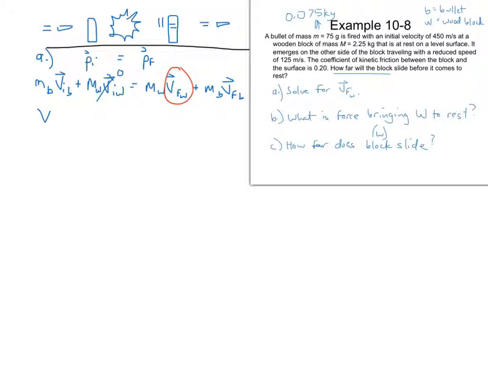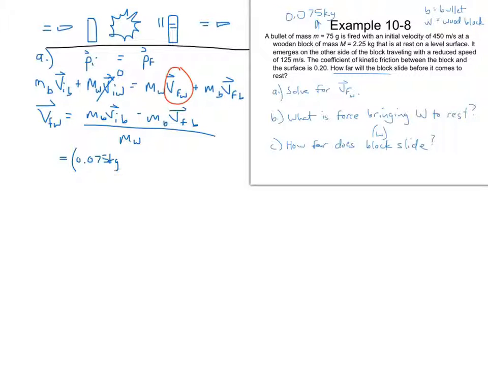Final velocity of the, that's a B for bullet, of the wood block is going to be mass of the bullet times initial velocity of the bullet minus, we're going to subtract this to the other side, minus mass of the bullet times the final velocity of the bullet. And all that gets divided over this right here, mass of the wood block. All right? So mass of the bullet, what do we have?